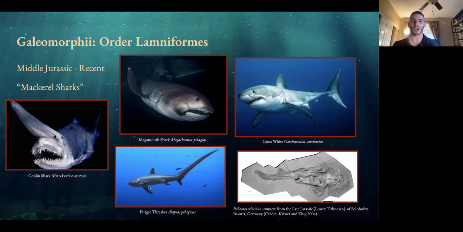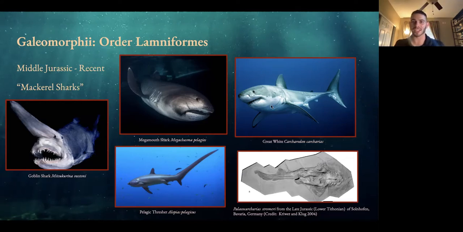You have the threshers, which have that elongated caudal fin or tail fin. This is a pelagic thresher right here. We have the megamouth shark, which is a large filter feeder shark, kind of like Rhincodon, except these are lamniforms. And these were only until relatively recently thought of to be an extinct taxa until somebody caught them in the 1900s. We have the great white shark, the most iconic shark of all time, is a lamniform.